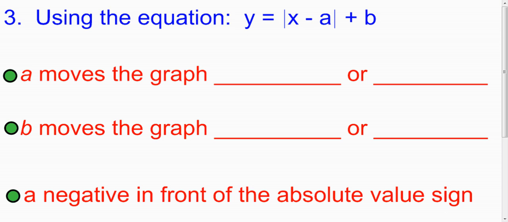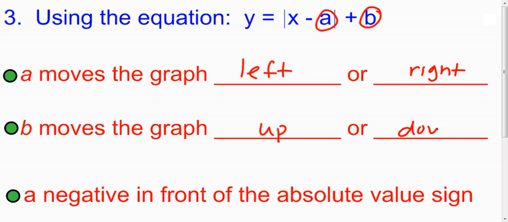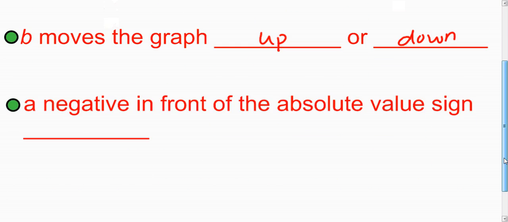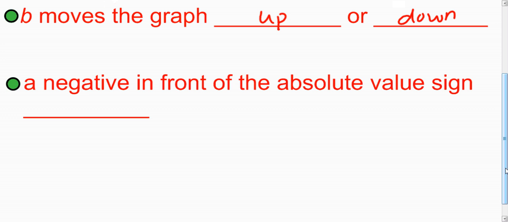Okay? So just to recap this a little bit, A moves the graph left or right. And again, that's opposite of what you think, okay? That number moves the graph right or left. B, which is here, moves the graph up or down. And the negative in front flips it over the x-axis.